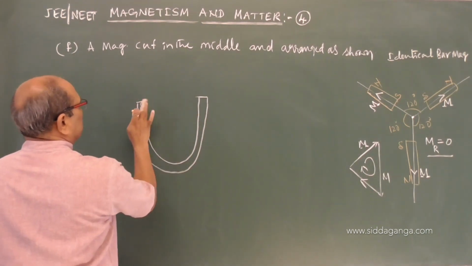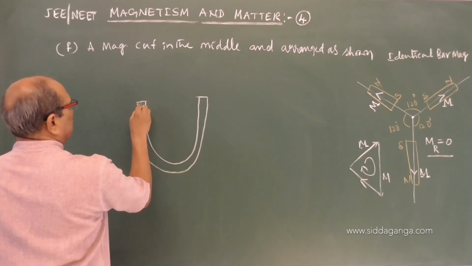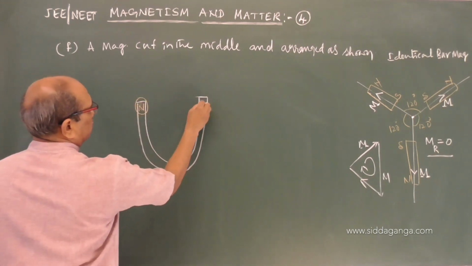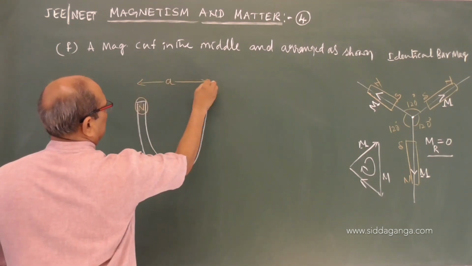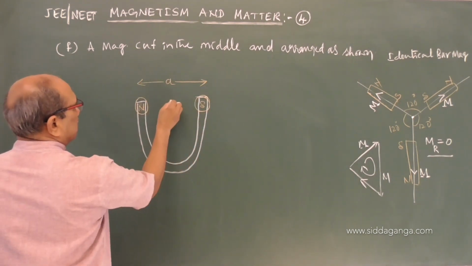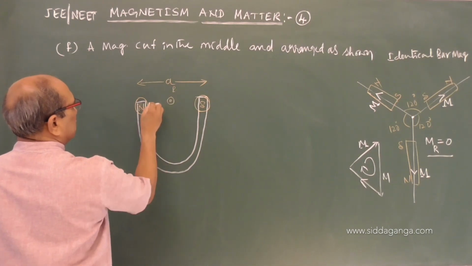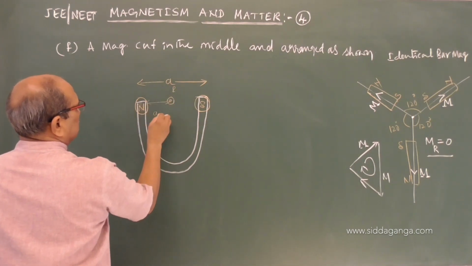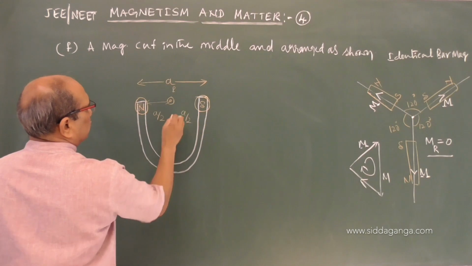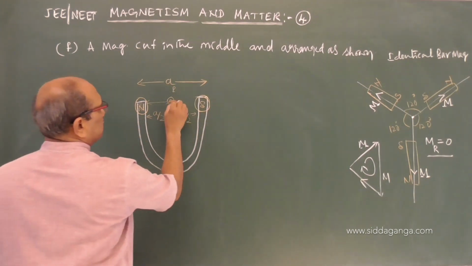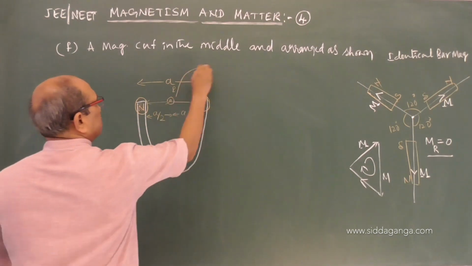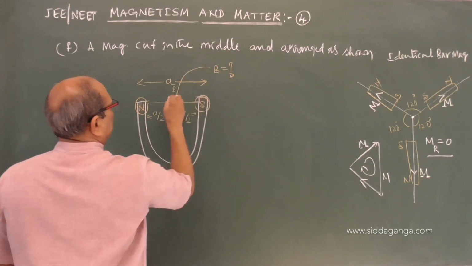South pole, maybe north pole, I take north pole and south pole. The separation between them is A. Exactly at the center is P. The distance is A by 2 and A by 2. What is the magnetic field at this point P?